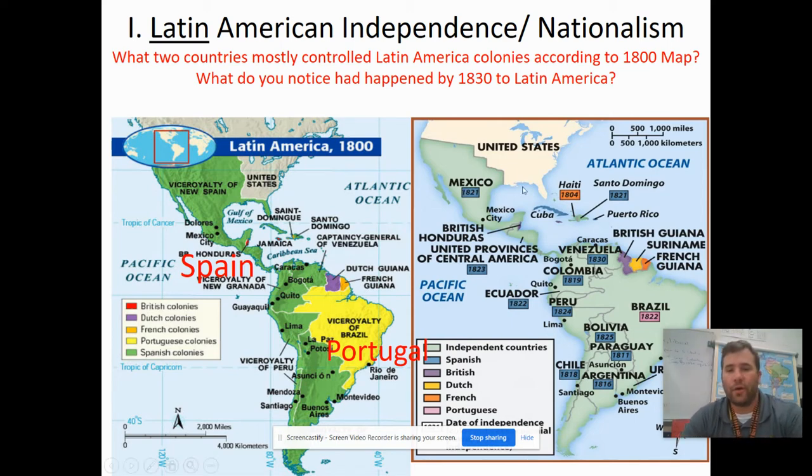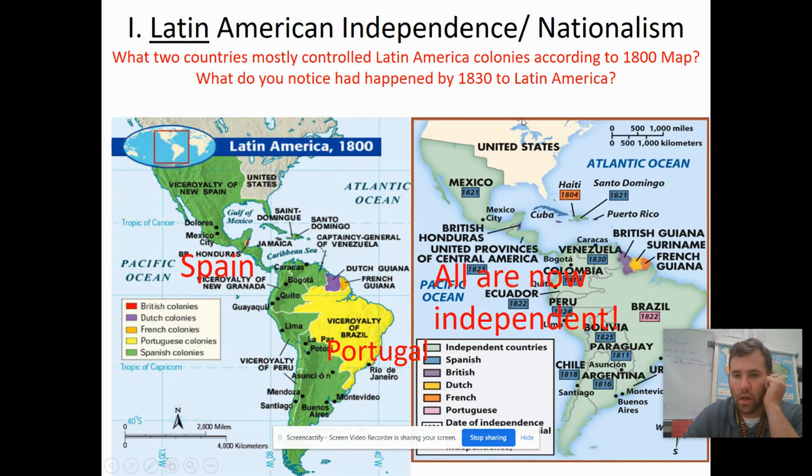But if you fast forward to 1830, this 1830 map, what has happened to Latin America? Well, all of those areas that used to be Spanish or French controlled, they are pretty much all independent. So the question is, how do we go from all colonies to independent countries? All right, that's what we're going to try to figure out today.